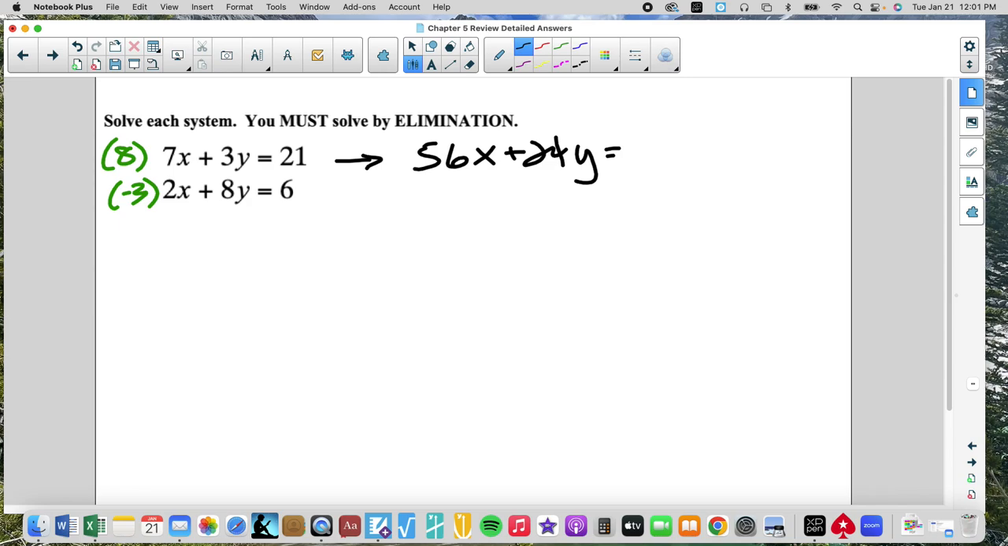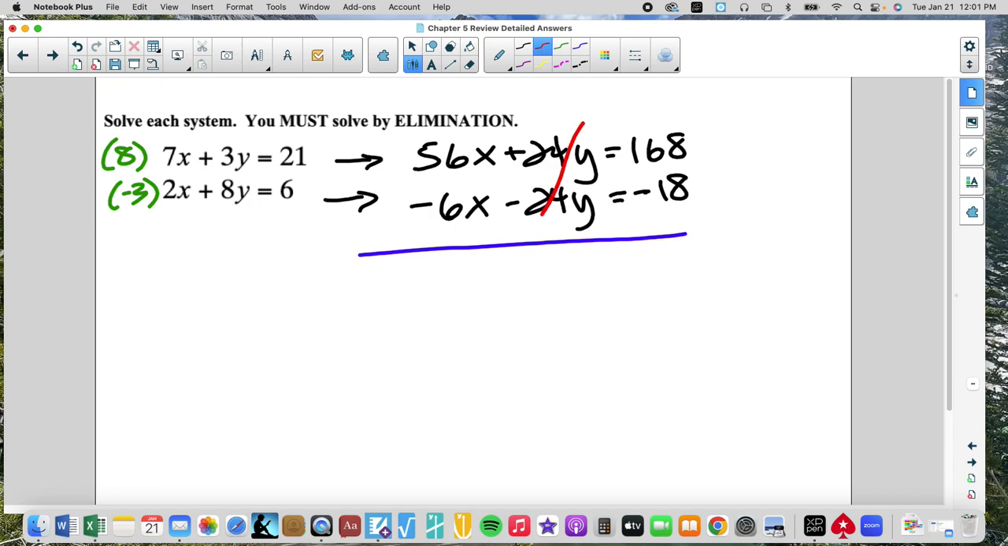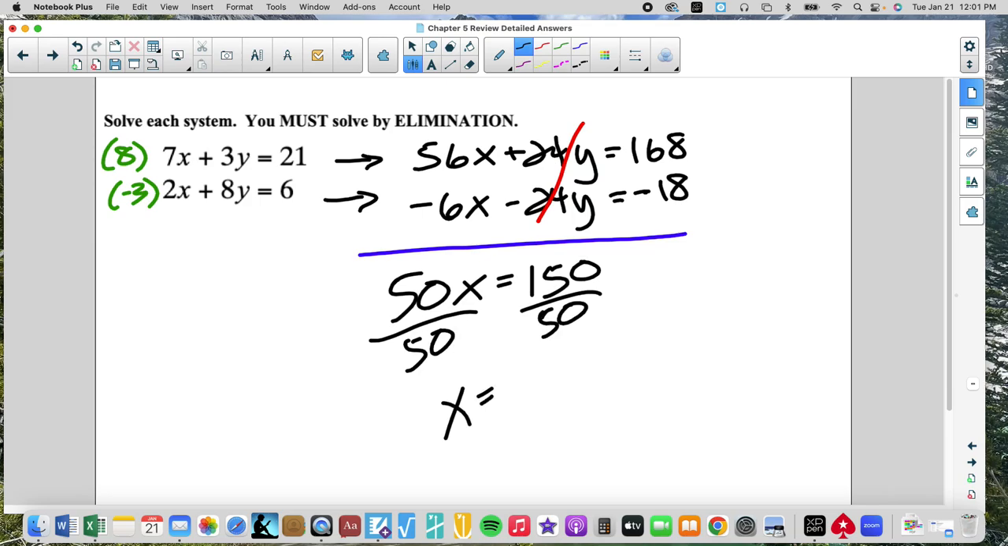24y equals 168. Those are big numbers, not fun. Multiply everything by negative 3. That's negative 6x minus 24y equals negative 18. Now we're going to do addition and subtraction. The y's cancel. That leaves me with 50x equals 150. Oh, nice. Divide by 50, x equals 3.